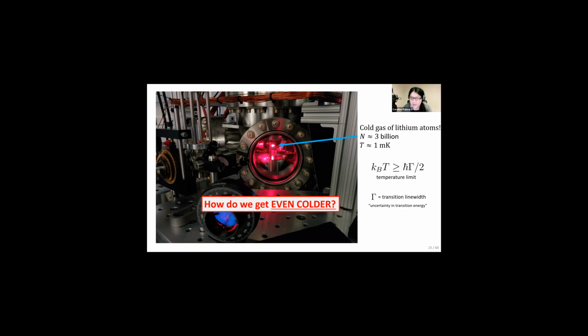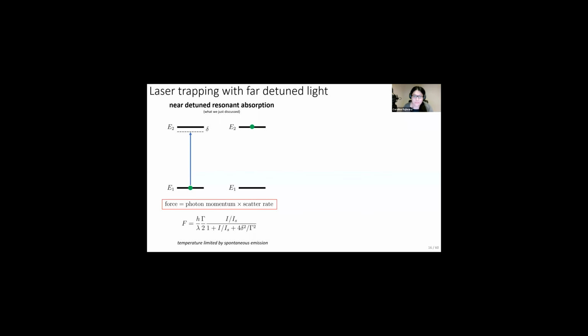But how can we get even colder? It turns out that there's another mechanism by which we can understand laser cooling. The first one I just mentioned is what's called near-detuned resonant absorption, which is what we just discussed, right? That's where an atom is going to absorb a photon such that the force that this atom experiences is going to equal the photon momentum multiplied by the scattering rate, right? And again, we're going to average out over spontaneous emission. And as I mentioned before, this temperature is going to be limited by spontaneous emission.